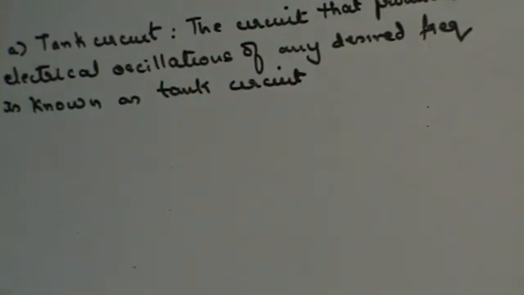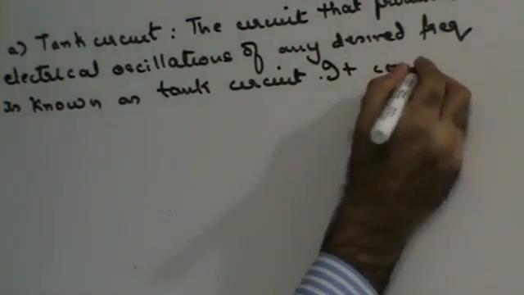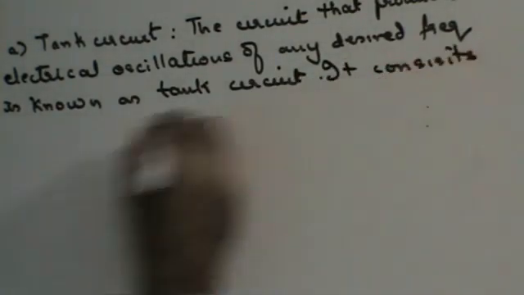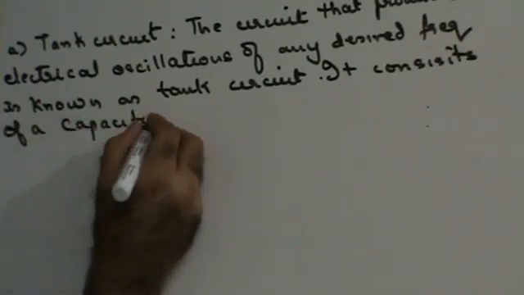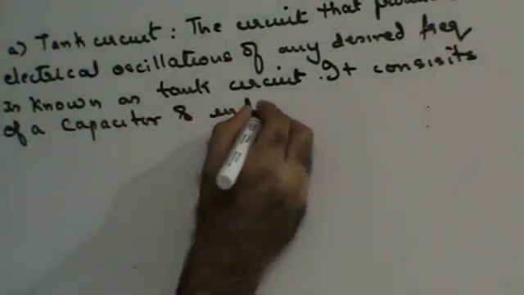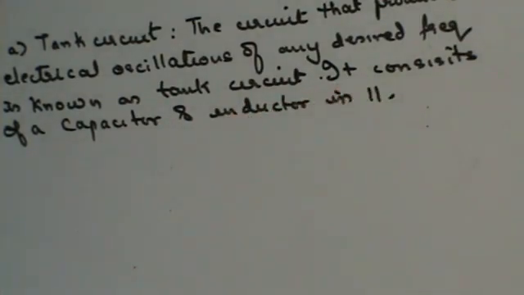Right? Now, it consists of a capacitor and an inductor in parallel. So you have a capacitor and an inductor that is connected in parallel. The frequency produced by the tank circuit is determined by the value of L and C. Now, capacitor stores the energy in its electrical field.